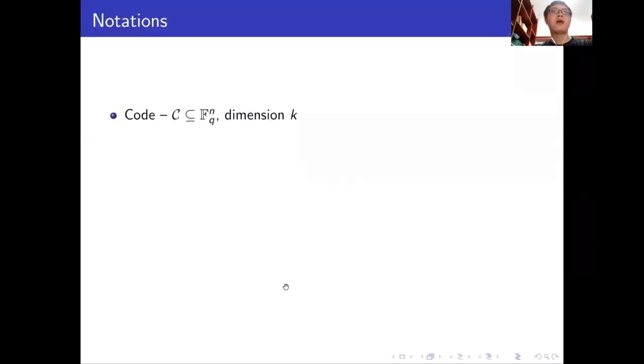For simplicity, I will restrict our attention to linear codes. So a code is a vector subspace of F_q^n with dimension k. Here F_q is the finite field of q elements and n is the code length. And I will call a vector in C a codeword. The rate of a code is defined by R equals k over n.